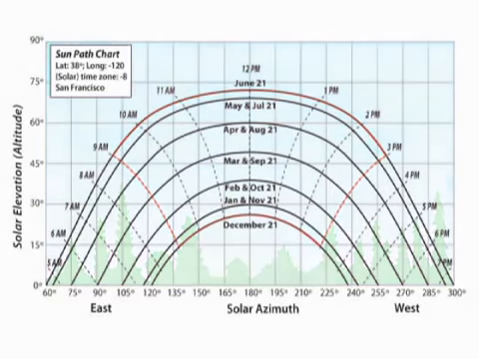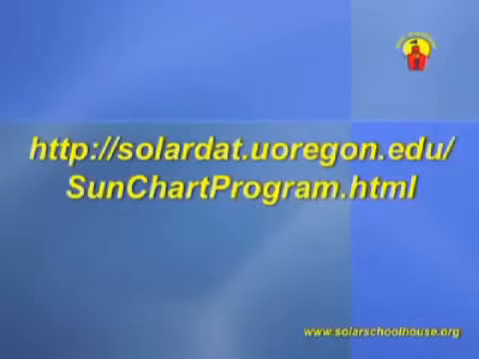The University of Oregon has an online program for creating sun path charts like these for your location. It's available for free at this web address. After making the charts online, you can print them out and check them at your location to see if any obstacles will shade your site.